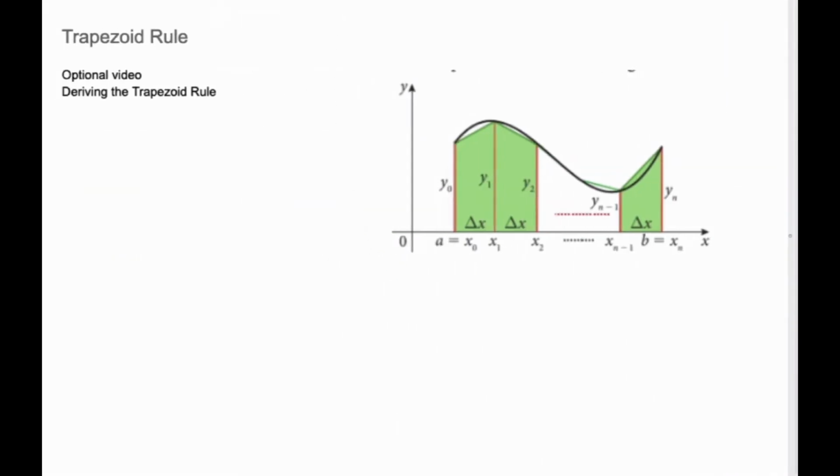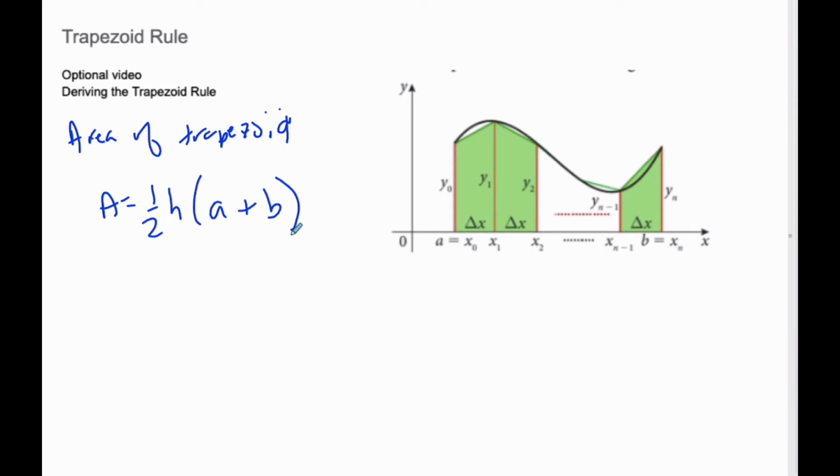So what happens with the trapezoid rule? I know that the area of a trapezoid is equal to half the height times base 1 plus base 2, whatever they may be. We'll call them b sub 1 plus b sub 2.